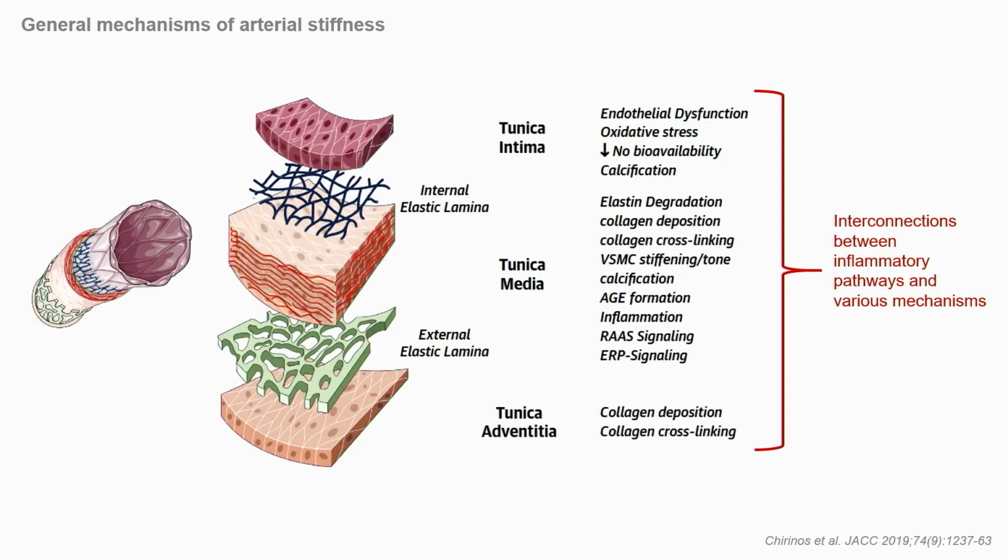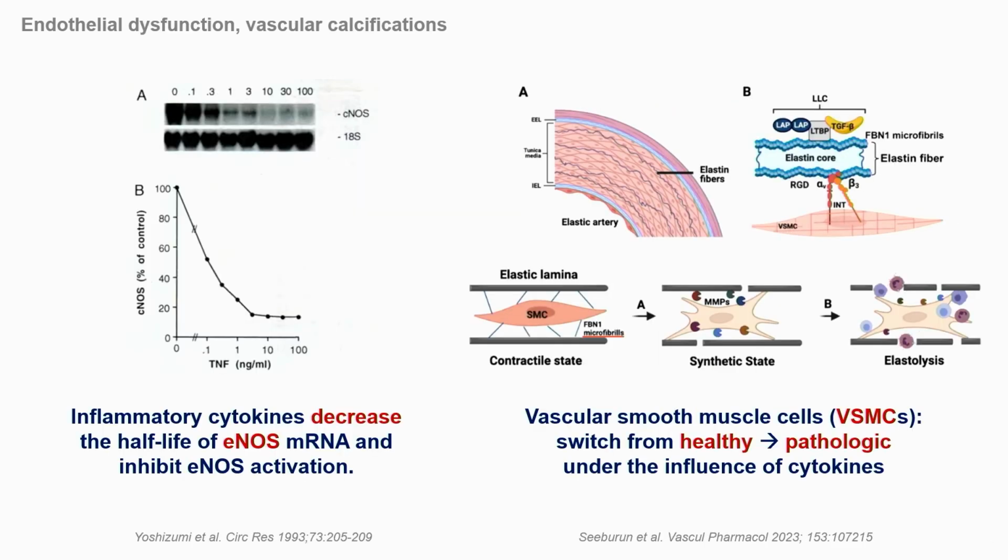So various mechanisms can increase the stiffness of the three arterial structures, as you have seen in the previous slides: the intima, the media, and the adventitia. And among these mechanisms, there are many ways inflammation can affect the vascular stiffening process. One of the most prominent mechanisms is the reduction of nitric oxide production by the endothelium, and lack of nitric oxide in the vascular wall results in poor relaxation and oxidative stress. These also play a role in vascular smooth muscle cell regulation, as you can see on the right-hand side, which affects the stiffness and tone of the arterial walls.